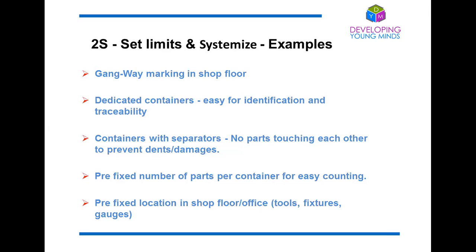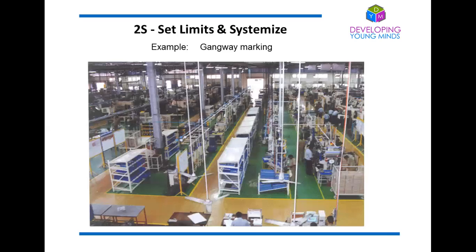And prefixed locations on the shop floor, especially for tools, fixtures or cages, are another way of setting a limit and systemizing it, right? So this is one example where we talked about the gangway marking. If you look here, the entire gangway is properly marked, and the working area is properly marked, right? The working area is green, and the gangway has a different color. So it is properly marked. That is the limit set and systemized on the shop floor.